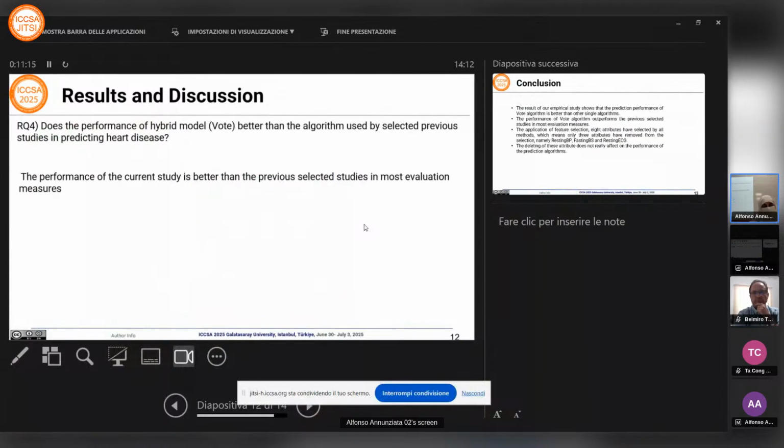Also, I compared the vote algorithm with the previous selected study, and the answer is the performance of the current study, which used the vote algorithm, is better than the previous selected study in most evaluation measures. Some evaluation measures in some studies have a little bit better results, but in most cases, we can conclude the vote algorithm is a good prediction model for predicting heart disease.